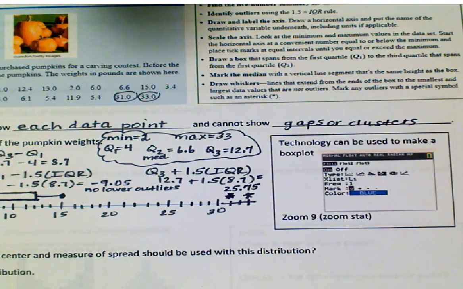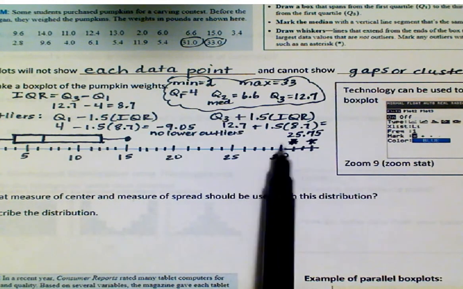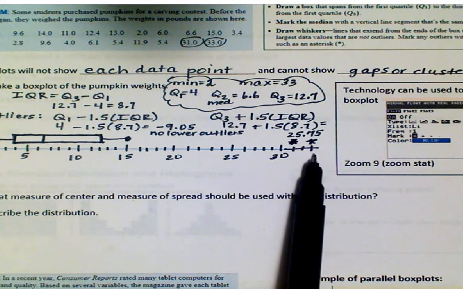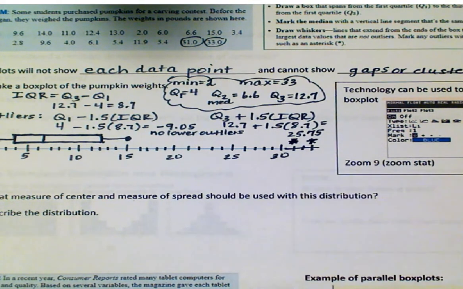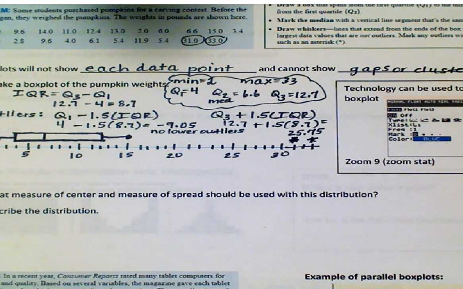Okay? All right, so it says, what measures of center and measure of spread should be used with this distribution? Because you have outliers, you would not want to use the mean. So you would use the median, and because you don't use the mean, you don't use the standard deviation. The only time you use the standard deviation would be if you use the mean.